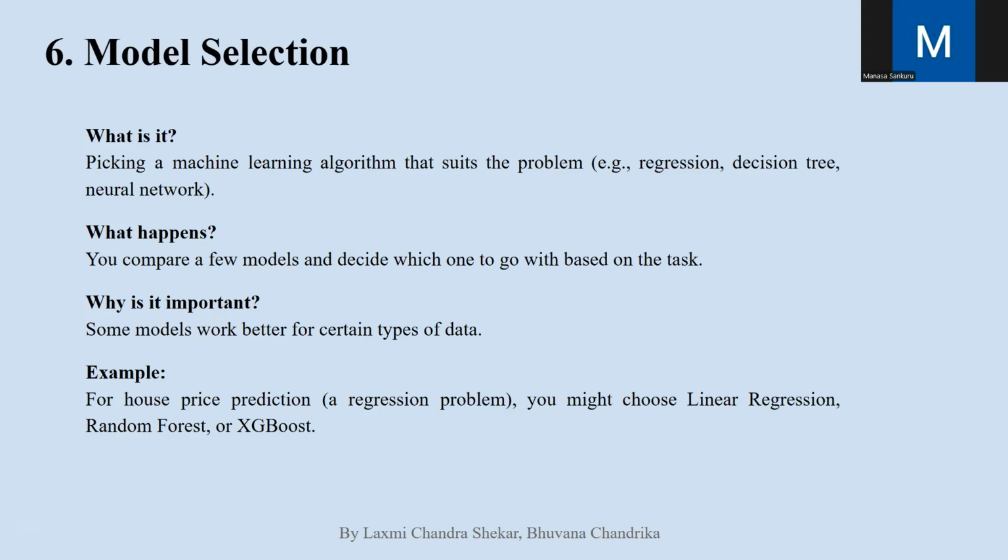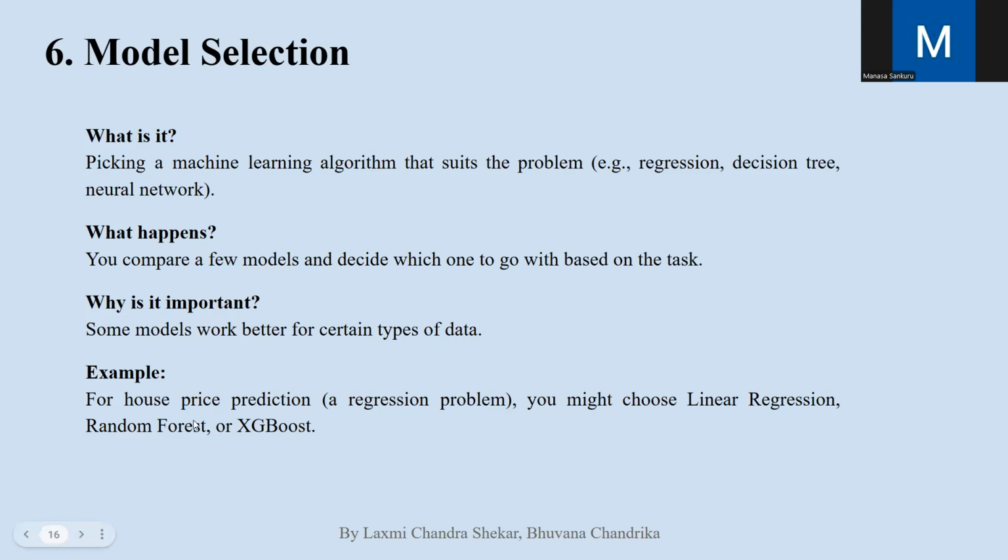Now, why is it important? Definitely you'll be knowing why it is important, because some models work better for certain types of data. Types of data, I already told you, as in our third module. For text data, some algorithms are going to do better. For image data, computer vision algorithms are going to do better. And like that, for different types of data, there will be some algorithms.